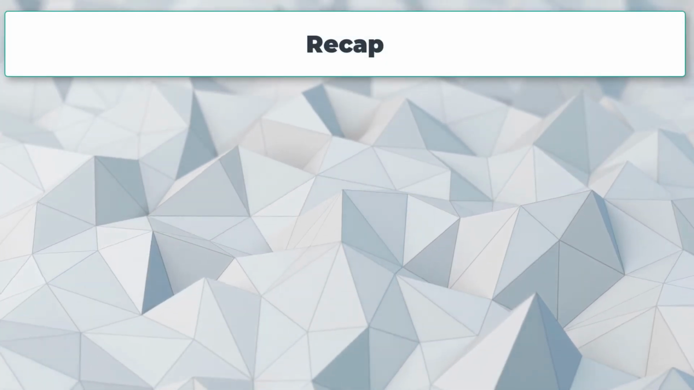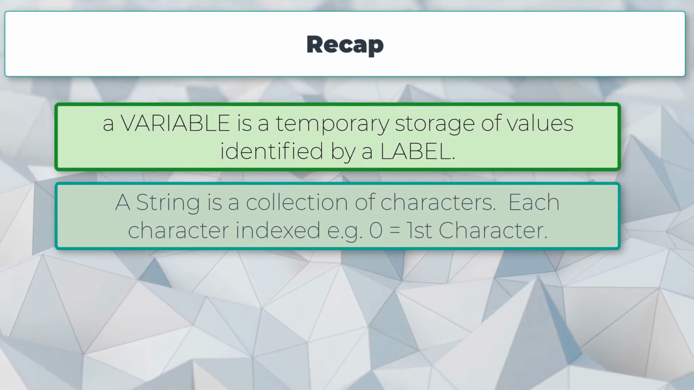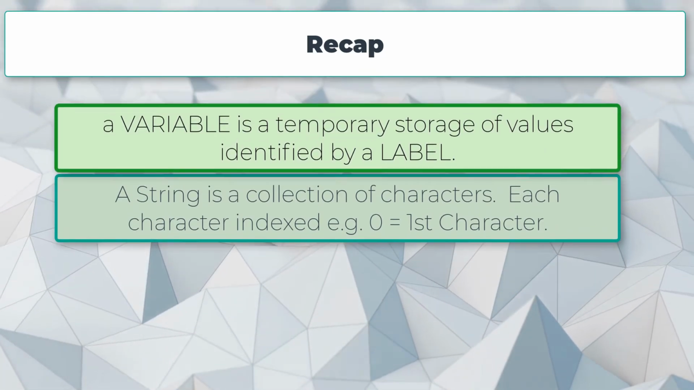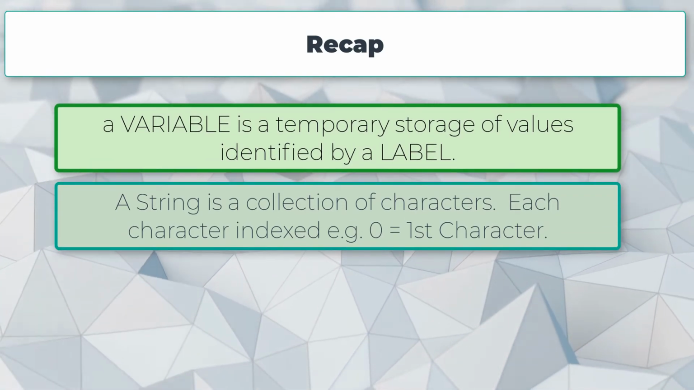So to recap, a variable is a temporary storage of values identified by a label, and a string is a collection of characters, each character indexed. So the first character would be 0 and second would be 1, and so forth.